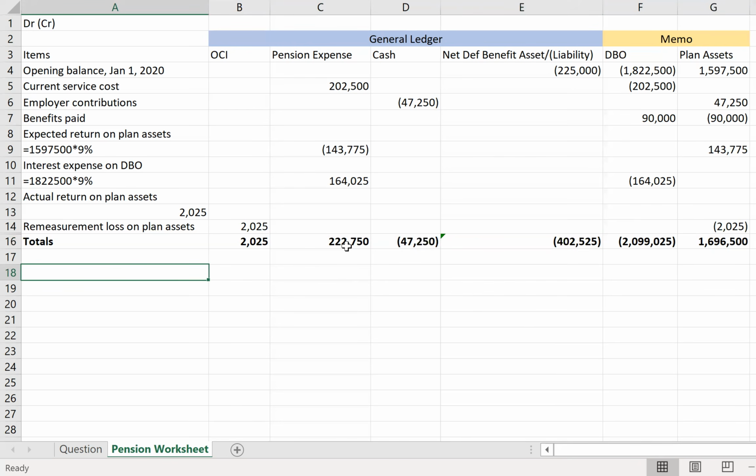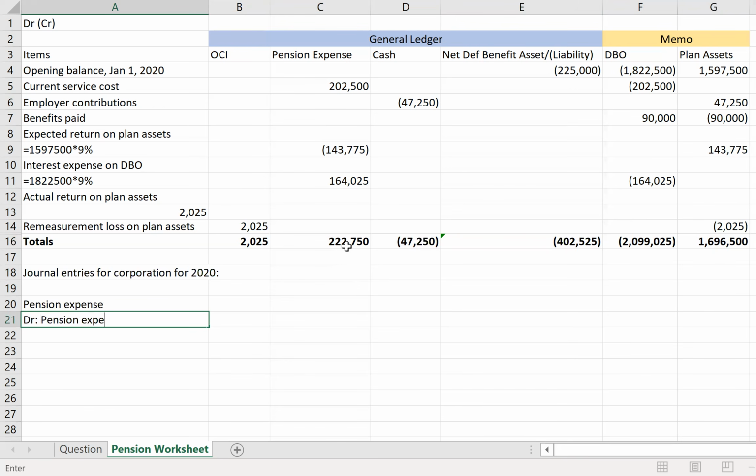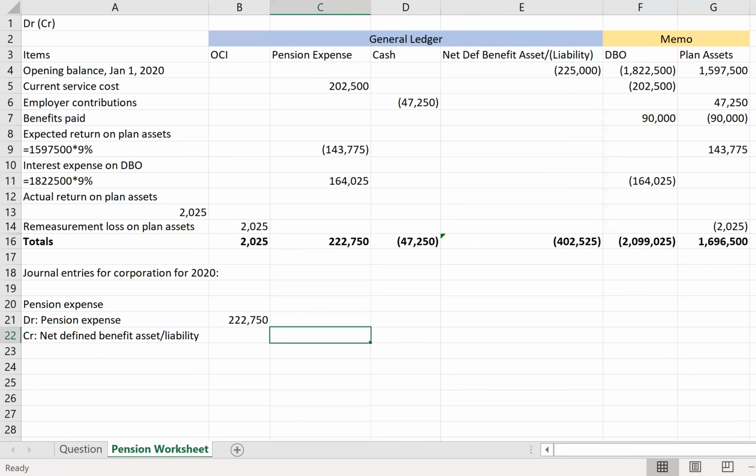Now let's record the journal entries for the corporation for 2020. So the first one they're going to record is pension expense. So we're going to have debit pension expense, which is going to be this number right from our worksheet. And the credit is going to go to this account, the net defined benefit asset or liability account, which is this account here. So this is going to be an offsetting credit of the same amount. And I'll show you how this works in just a minute.